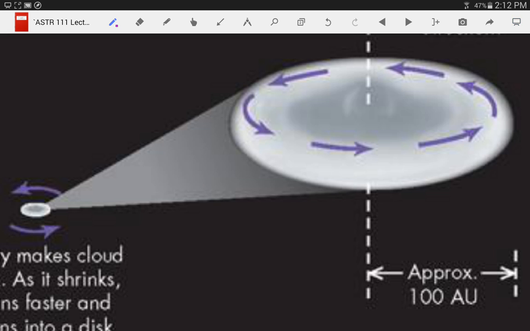Now, because of the rotation, it's kind of like, was it one of you in this class that was talking about getting into a fight with somebody who's using the potter's wheel? No, that couldn't have been you?